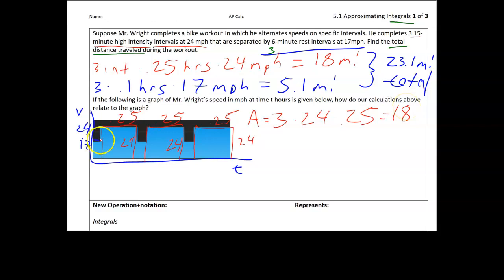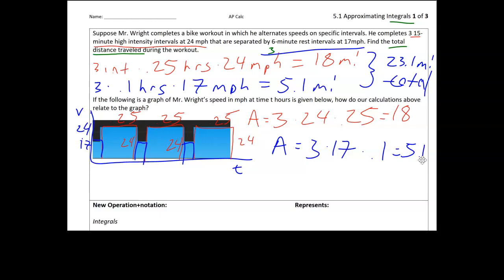And I could do it the same for my smaller rectangles. By the same logic, right, it would be 3 rectangles times a height now of 17 times a width of 0.1 would be 5.1, right? So the answer here to our first problem is the area under the graph in our second problem.